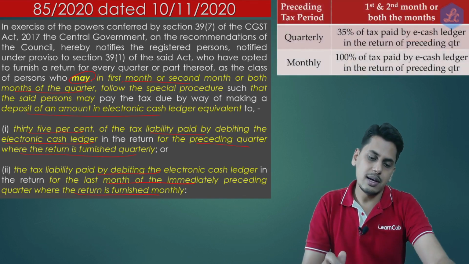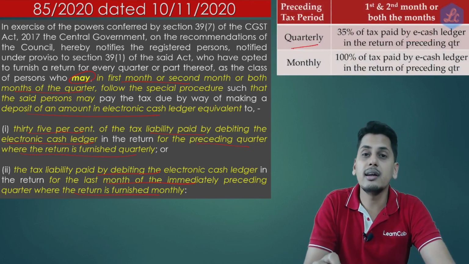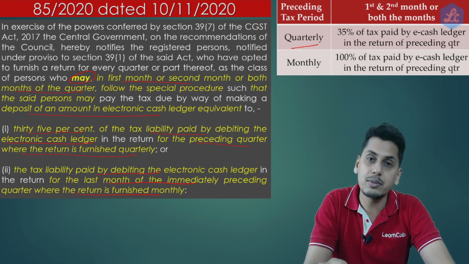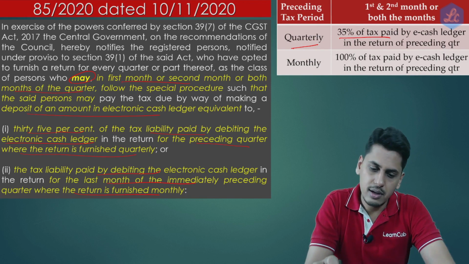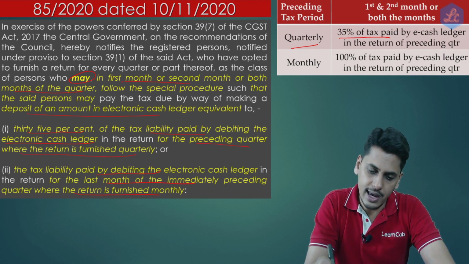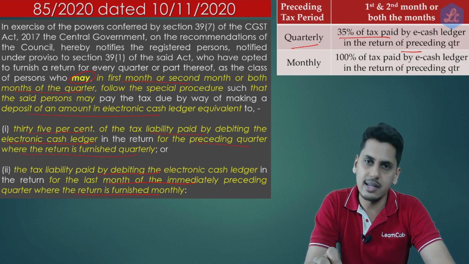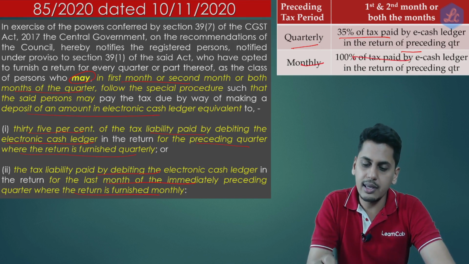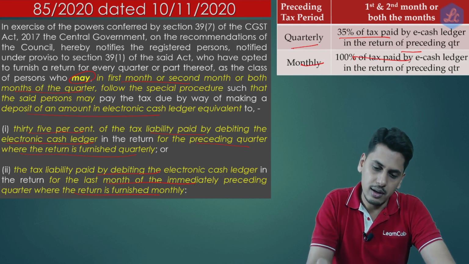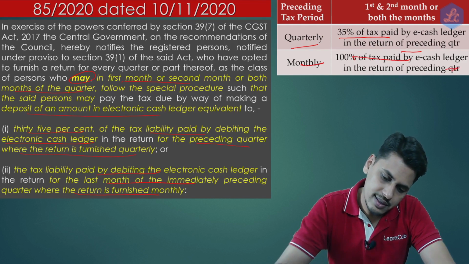So friends, the summary is, if the preceding tax period was a quarterly return, for the first and second month, both the months, 35% of tax paid by e-cash ledger in the return of the preceding quarter. If it was monthly, 100% of the tax paid by e-cash ledger in the return of the preceding month.